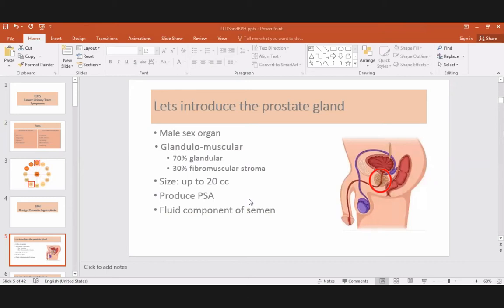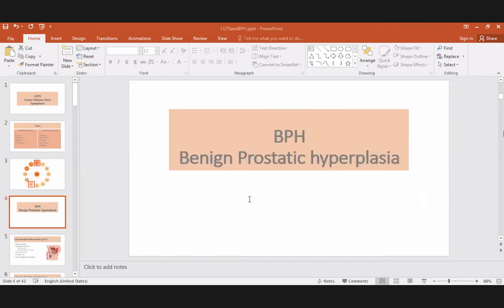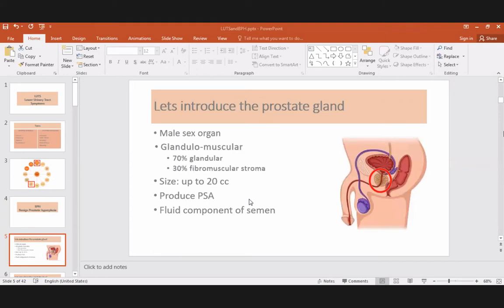What is the prostate gland? Anyone can tell what is the prostate gland? Below the bladder. Okay. At the neck of the bladder it is situated. What does it secrete? Or what is its action? What does it do? It converts testosterone into dihydrotestosterone, which is the more active form of testosterone. Okay, it is actually a glandular muscular tissue. Most of it is glandular, and about one third is stroma, the supporting fibromuscular stroma.